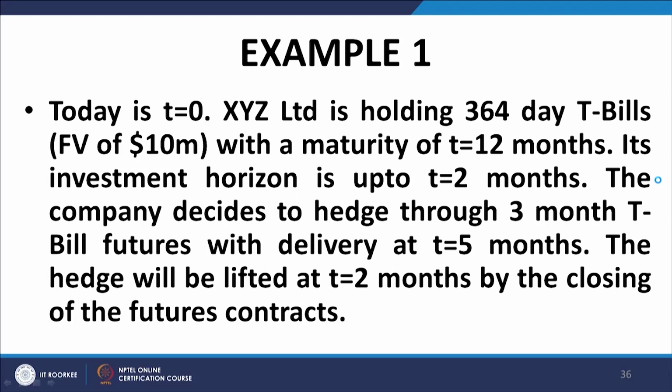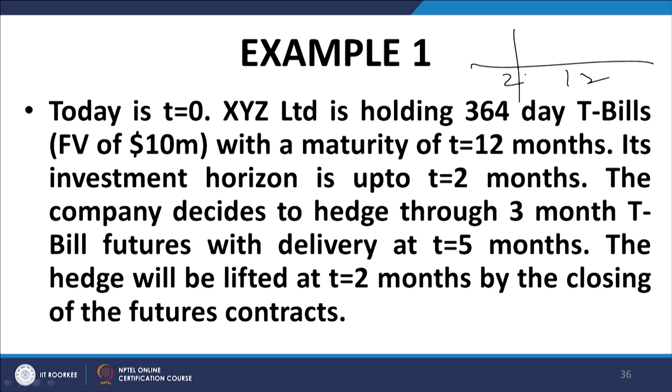Let us take an example. Today is t equal to 0. XYZ Limited is holding 364-day T-bills, face value of 10 million, with a maturity of 12 months, 364 days that is. Its investment horizon is up to 2 months. The life of the T-bill is 12 months, but it wants to remain invested only up to 2 months. Thereafter, it will dispose the bills off in the market.